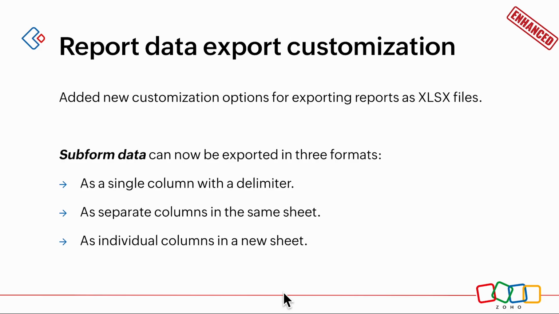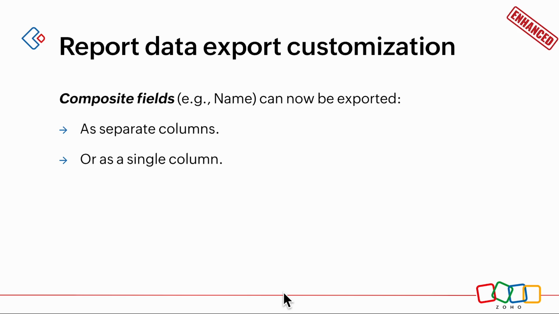Now they can choose whether they want to export the subform data, and if they want to export the subform data, they can even do it in 3 formats: as a single column with a delimiter, or as a separate column in the same sheet, or as an individual column in a new sheet. Not only the subform data can be customized, we are giving options for customizing even the composite fields, such as name field and email field, which can now be exported in the Microsoft Excel format as separate columns or as a single column. Now let me show you a screenshot of how this can be done.